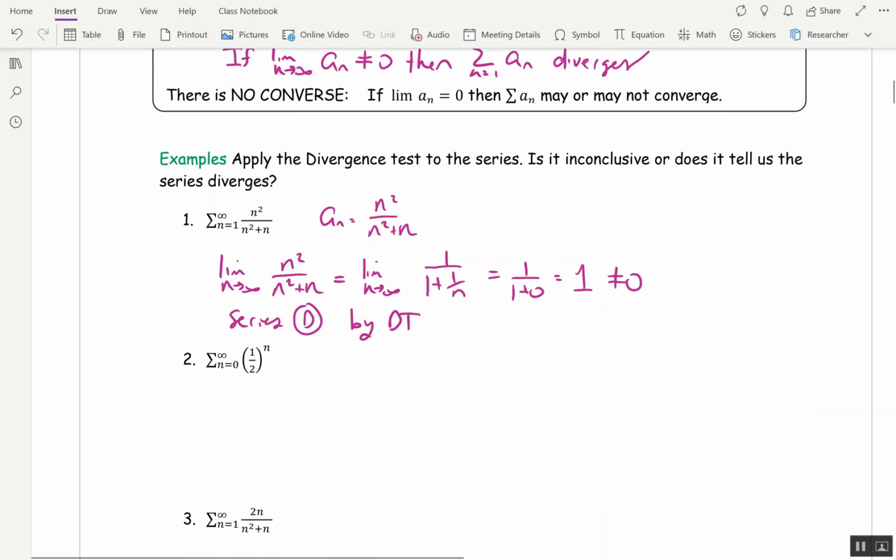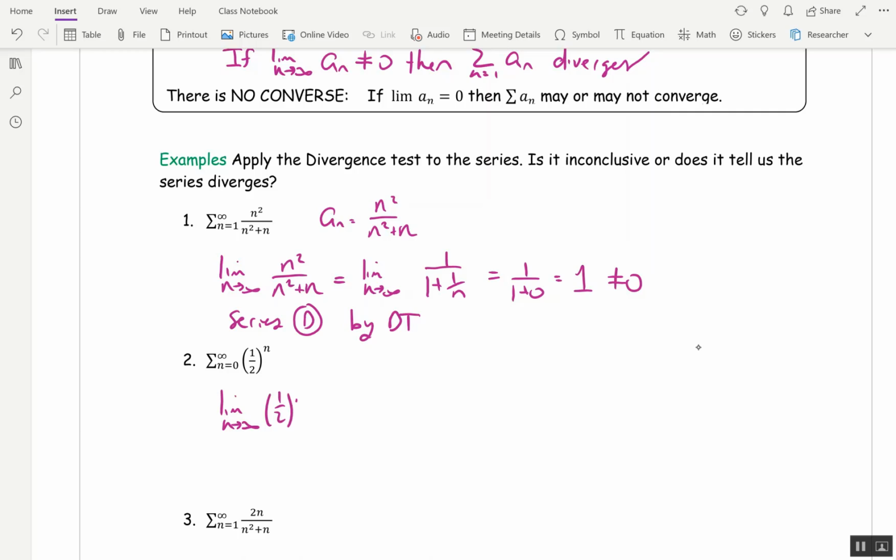Okay, let's do another one. Let's take the limit as n goes to infinity of the terms, (1/2)^n, that's 1 over infinity, because that's the limit as n goes to infinity of 1 to the n over 2 to the n. 1 over infinity is 0. So divergence test is inconclusive.